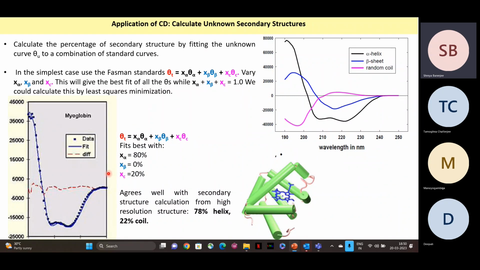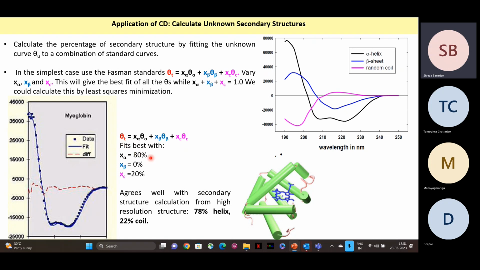So if you look at this myoglobin structure, the square dots are the experimental data, and the line that is there is the theoretical prediction obtained from this formula. So they are fitting very nicely, and so the prediction from CD is reliable.